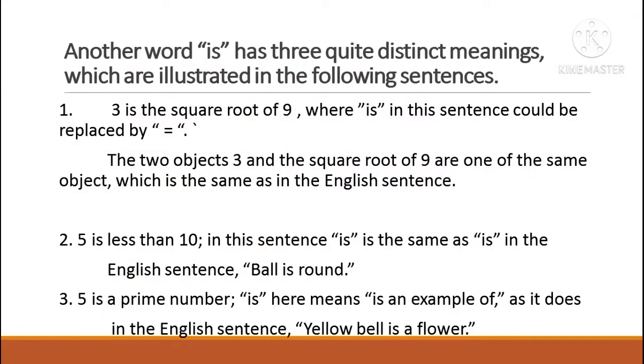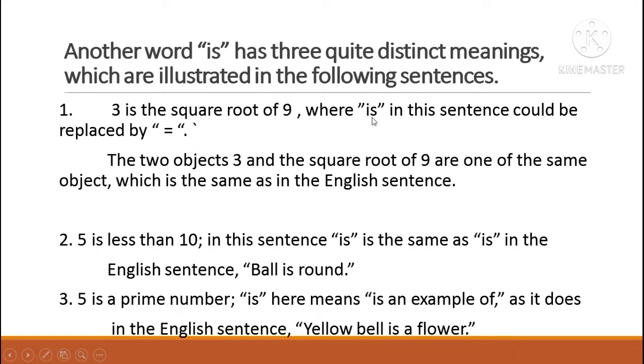Next. Another word, "is," has three quite distinct meanings. Yung "is" natin ay may distinct meaning. Hindi lang siya ibig sabihin na "is." Which are illustrated in the following sentences. Example number 1 natin: 3 is the square root of 9. Tandaan niyo, 3 is the square root of 9.